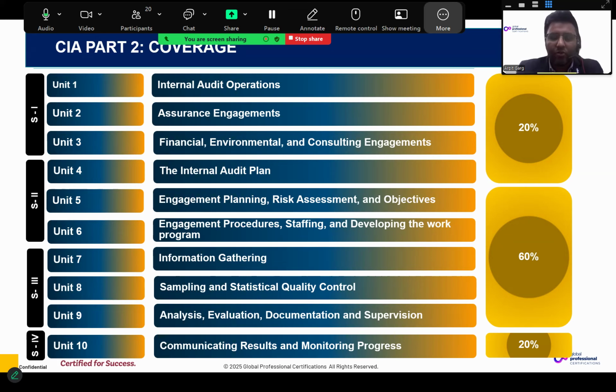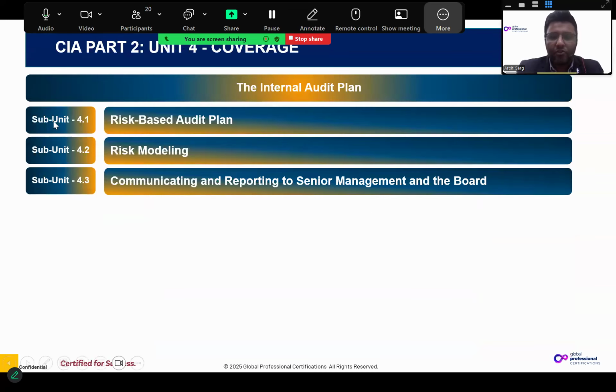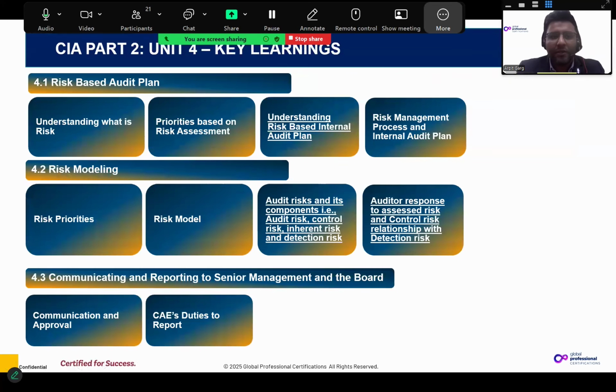Everyone, let's quickly look at what we are going to learn in this. Very simple: the risk-based internal audit plan. We are going to start with three subtopics, wherein we will talk about the risk-based audit plan, risk modeling, and communicating and reporting to senior management and the board. Once we have prepared the plan, we need to communicate to senior management and the board for their review and approval. This is something we will be talking about.